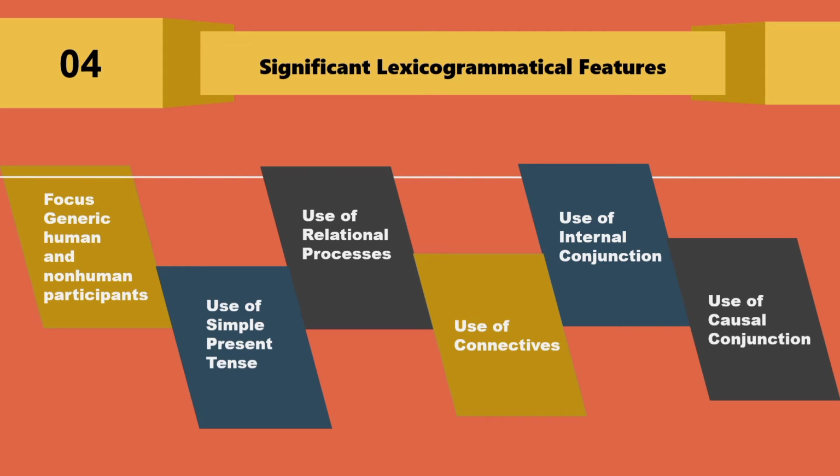Significant lexicogrammatical features. There are 6 significant lexicogrammatical features. The first is focus on generic human and non-human participants. Jadi yang diceritakan itu bersifat umum. Kemudian use of simple present tense, use of relational processes, use of connectives, use of internal conjunction, and the last, use of causal conjunction.